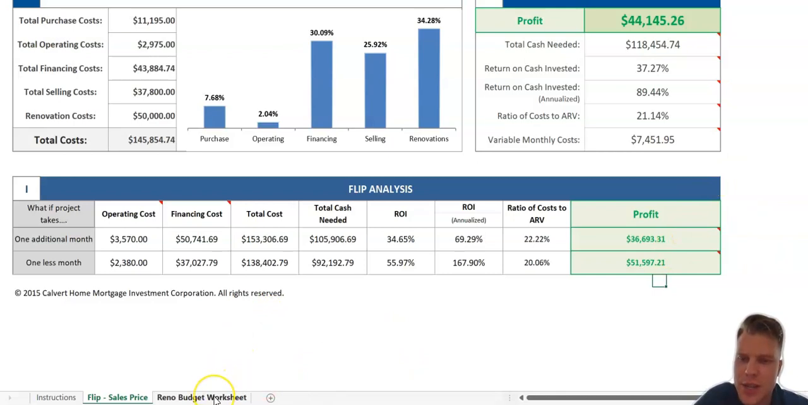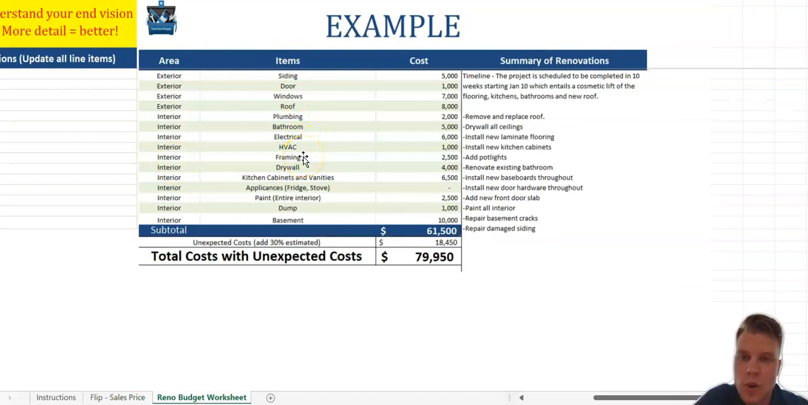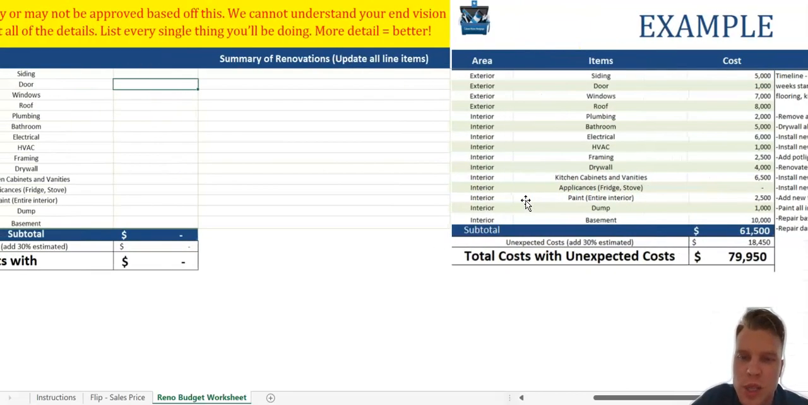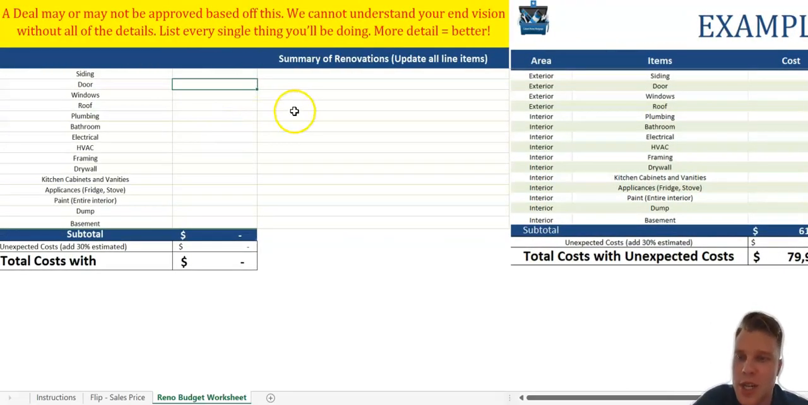Now, if we get into the third tab here, for all of the projects that we fund, we're going to need a renovation summary. So we have an example here off to the right-hand side of kind of what we're looking for. So it's an itemized list of the renovations that you're going to be completing with a cost and a summary of the renovations, just to provide a scope of the work that you're looking to complete. We have an editable version here on the left-hand side, so feel free to populate this as you see fit. And always the more detail that you're able to provide with these renovation summaries, the better.